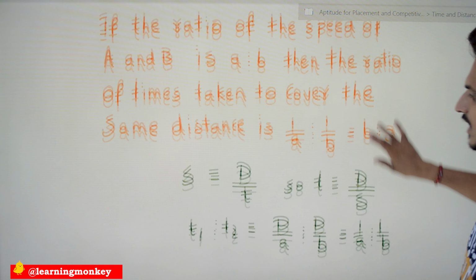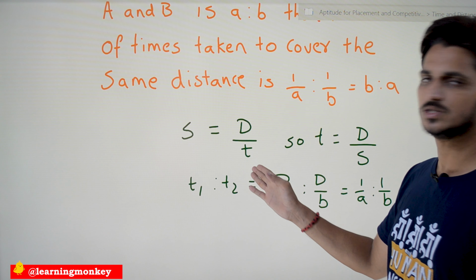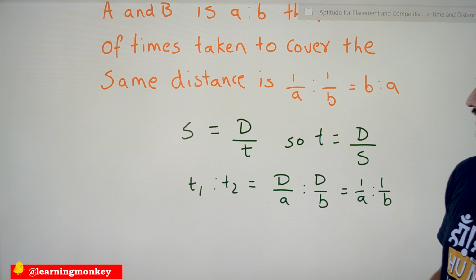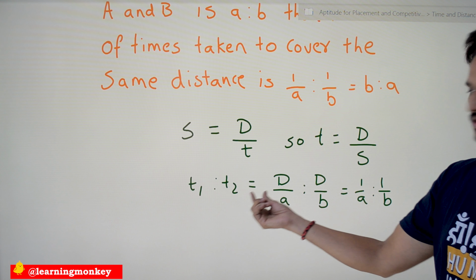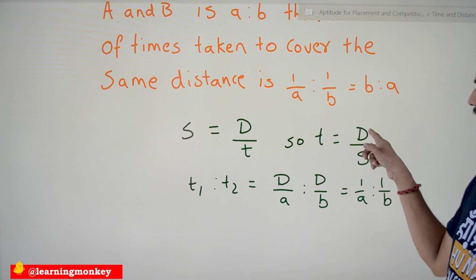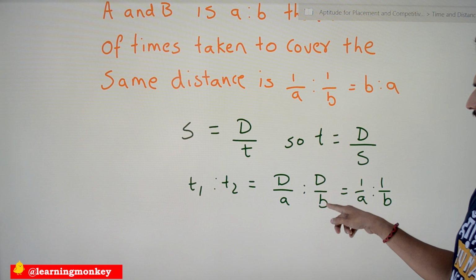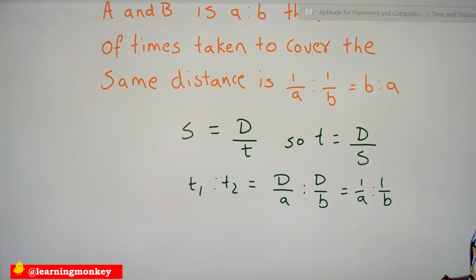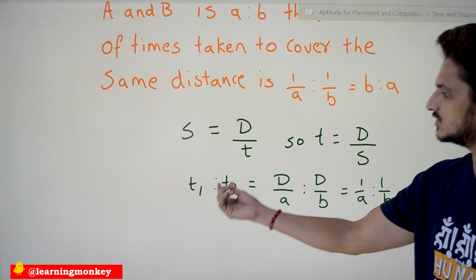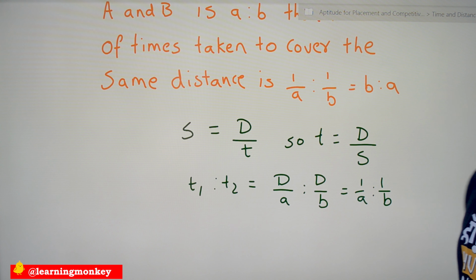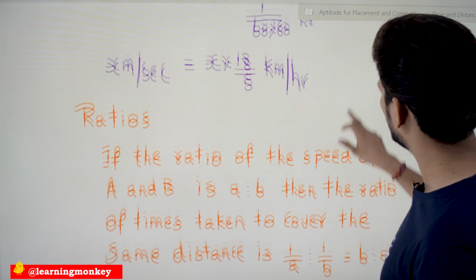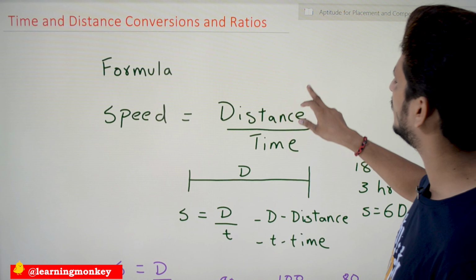How did we get that? From the equation, speed is equal to distance by time. This can be written as time is equal to distance by speed. If you take T1 is to T2 is equal to D by A is to D by B. If you cancel out D, 1 by A is to 1 by B. If you change it, B is to A. This is how we got T1 is to T2 as B is to A. These are the formulas which we are going to apply in our bits for placement and competitive exams.